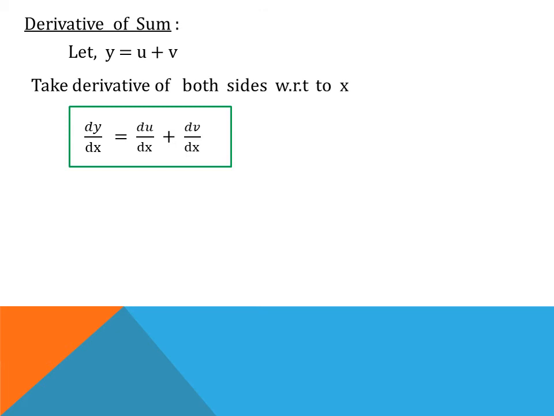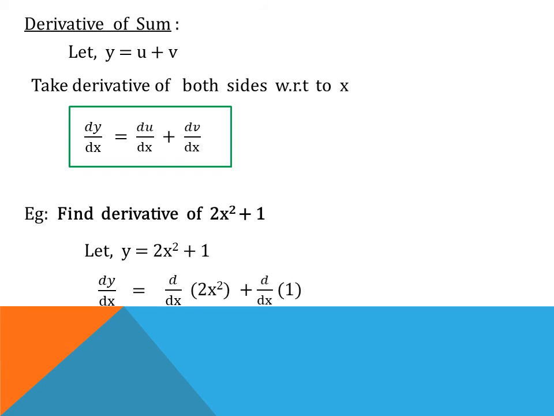So just to understand this concept better, I have taken a simple example. We have y is equal to 2x square plus 1. So dy by dx will be derivative of 2x square plus derivative of 1. So for derivative of 2x square, we can use the formula of a into x raised to n. So that will give us 2 into derivative of x square plus derivative of 1. Now x square derivative will be 2 into x raised to 2 minus 1. So that is 2 into 2x raised to 1 plus, now derivative of 1, since 1 is a constant, its derivative will be 0. So that gives us the final answer as 4x.